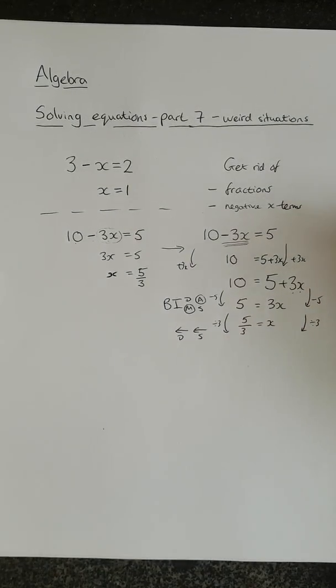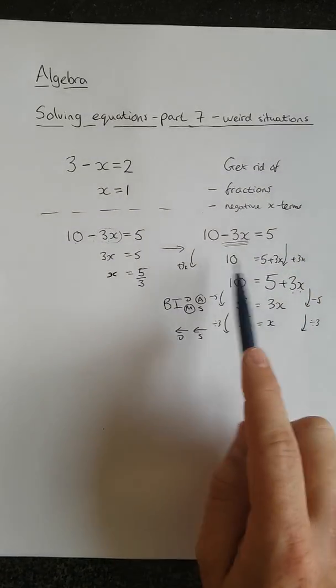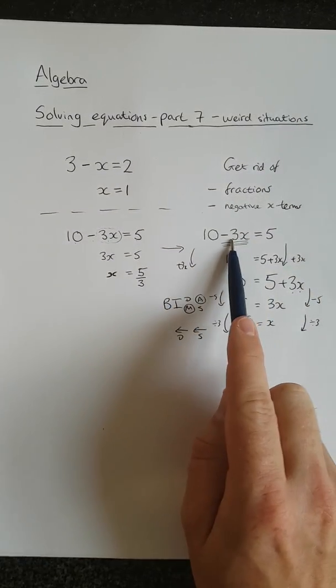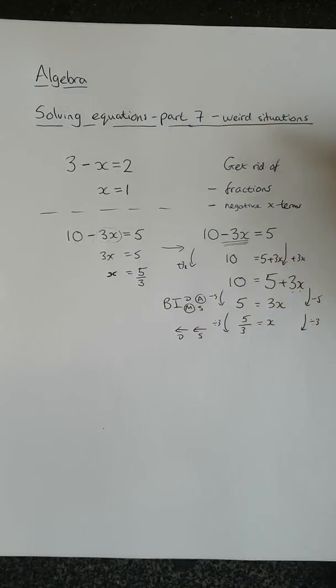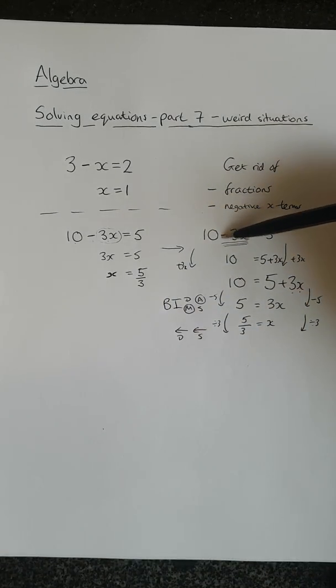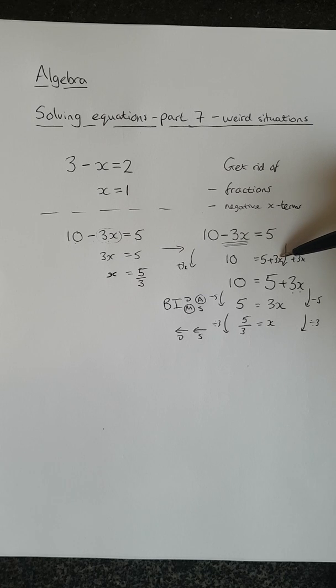Now, the only new step in this was when we have a negative x, we add that amount of x to both sides. So we cancel out the negative 3x here, and then we have to add 3x over here. Now, we don't normally create extra x's, but because we've lost the negative one and gained a positive one, that's really helpful.